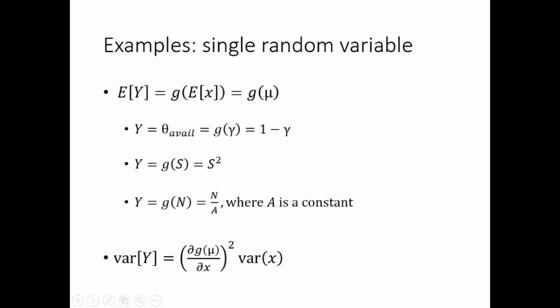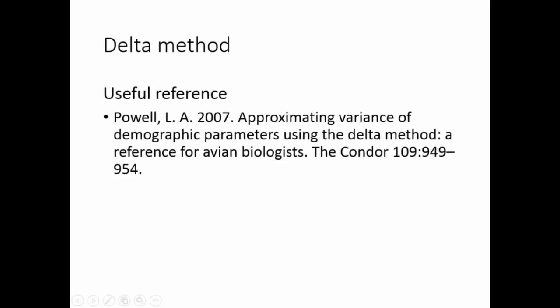Here are some examples of the expected value of parameter y given a function of a single random variable. Y might be an availability parameter as a function of gamma, 1 minus gamma, or y could be a function of survival, such as survival squared, or y could be a function of abundance, where abundance is divided by a constant a. In all these cases, we can use the linear variance estimator for the expected value of parameter y. Powell in 2007 is a useful reference for the delta method.